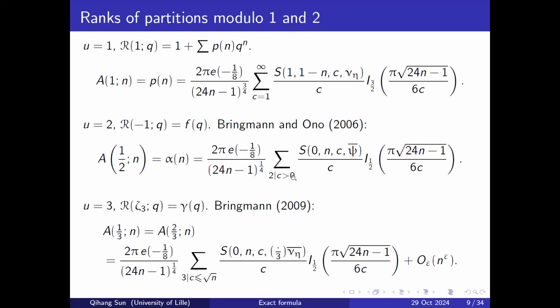And for the third case, if we take the third root of unity, then the rank generating function becomes again a sixth order mock theta function. And its Fourier coefficient asymptotics was proved by Bringmann in 2009, and we can see this pattern again. We sum up to square root n with the error term n to the positive power of epsilon. So at this time, in 2009, we don't know if this converges, but we have a very strong hope that it should converge back to this quantity.